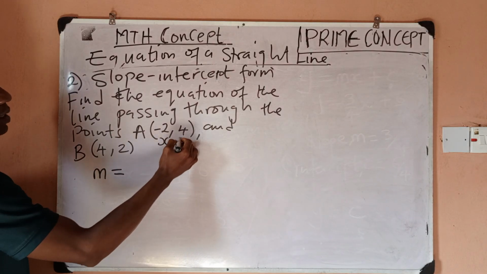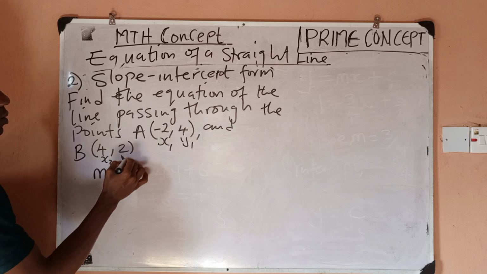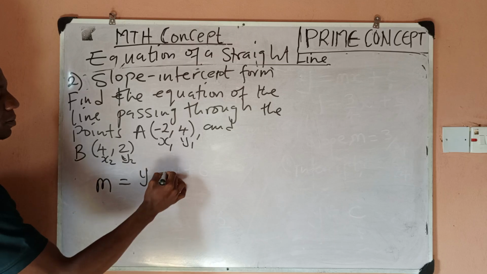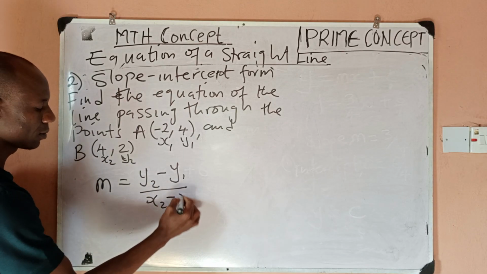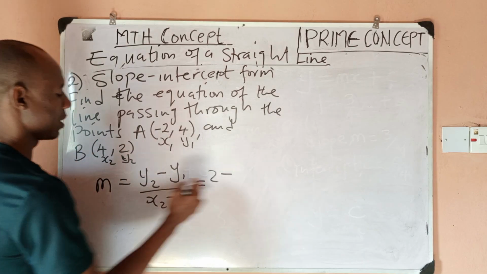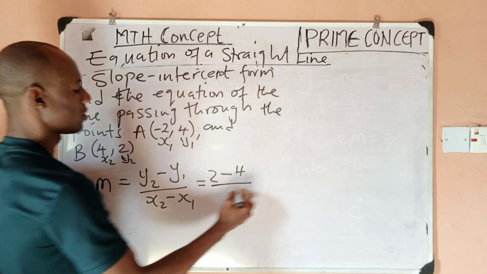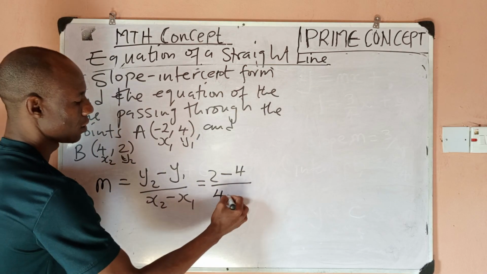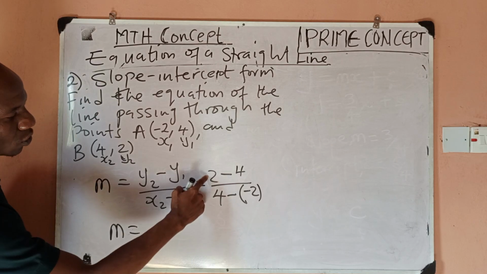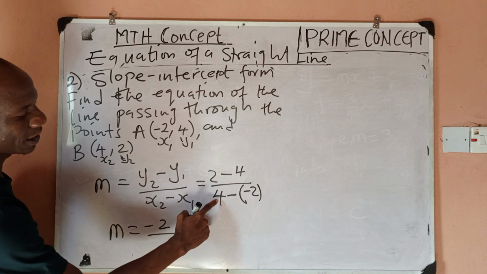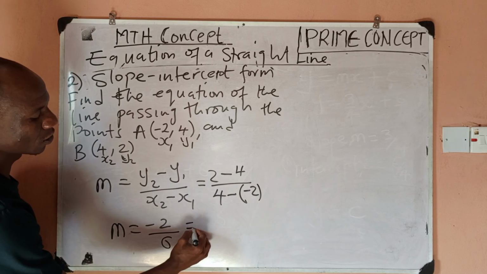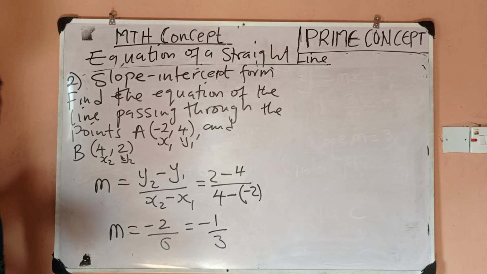Remember, if I call this x1, I'll call this y1, x2, y2, so that my slope m is, so this is my slope. Which is going to be y2, which is 2, minus y1, which is 4, divided by x2, which is 4, minus what is my x1? Minus 2. So my slope becomes 2 minus 4 is minus 2, all divided by 4 minus minus 2, which is plus, so 4 plus 2 is what? 6. So my slope is minus 1 over 3.